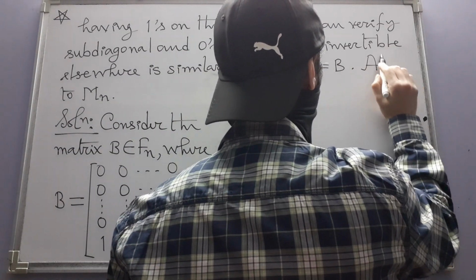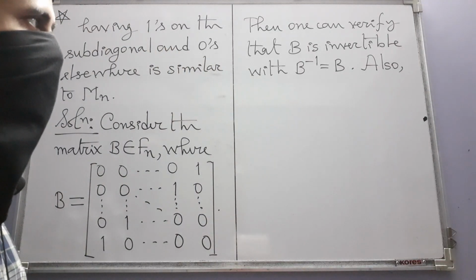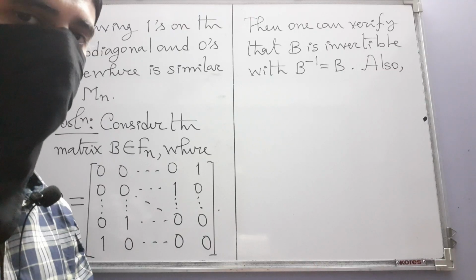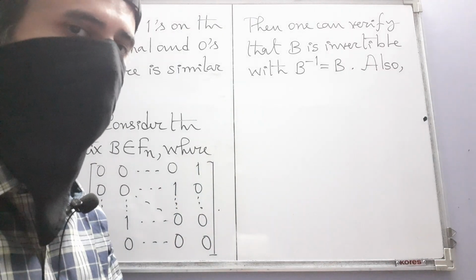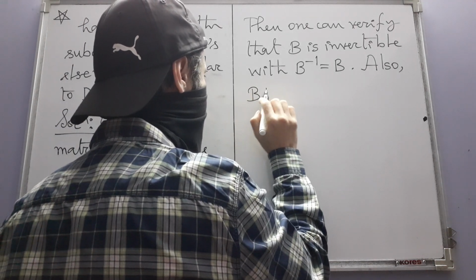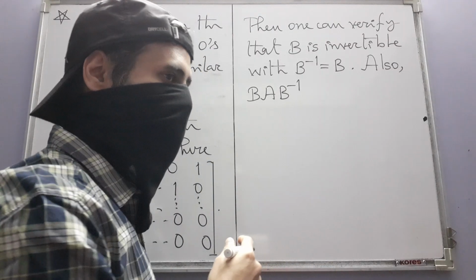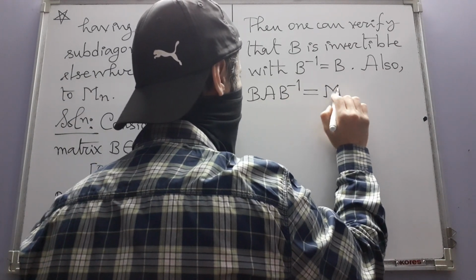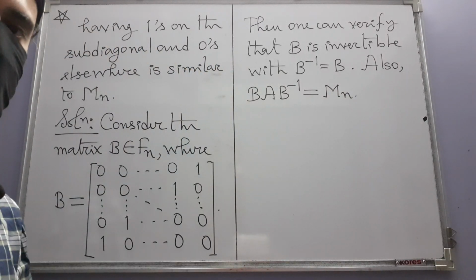Also, once you know that B inverse is B, calculating B inverse won't really be a big problem. I mean, you know the inverse, then it's just a matter of multiplication. Also, it turns out that B inverse A B, which is simply going to be BAB, is in fact Mn. That is why the given matrix A is similar to Mn.